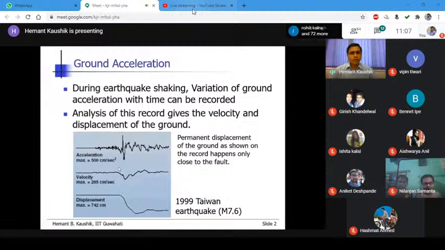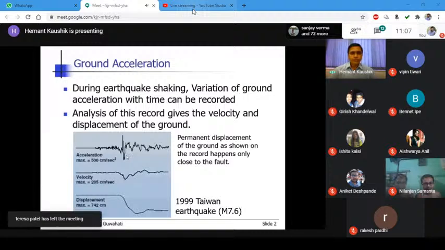You can see here it is written that the maximum acceleration recorded during this event by this station, by this instrument only, is 500 centimeter per second square. That means during that earthquake, for that single instrument, the maximum acceleration recorded was this, right? So it is about 5 meter per second square.